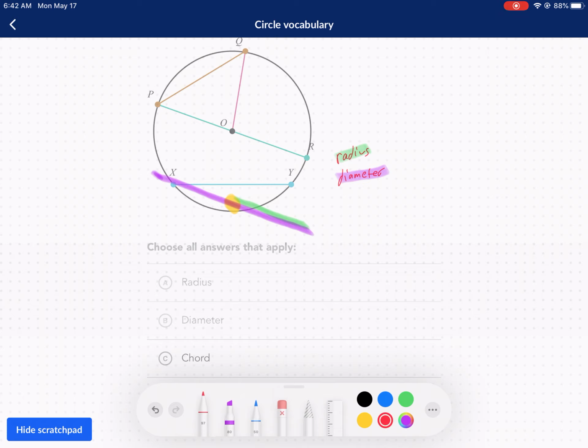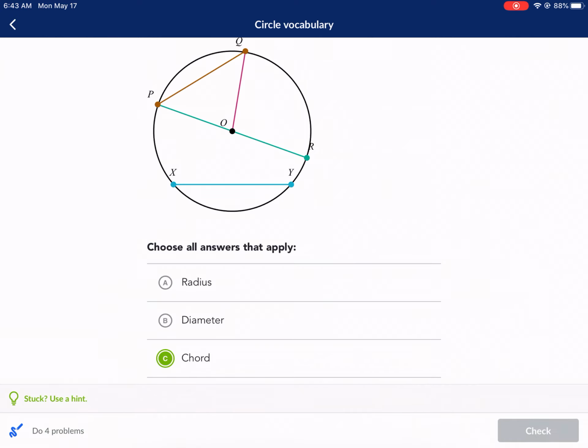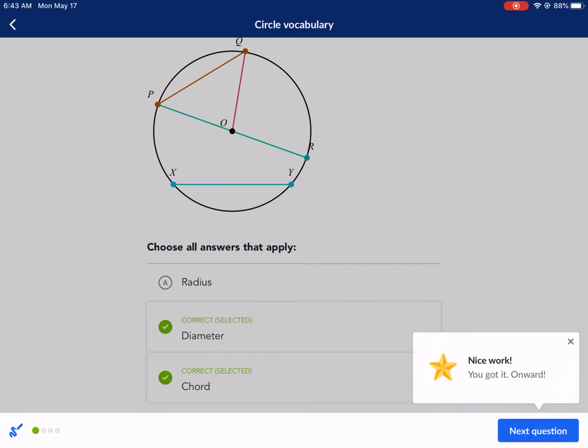Well, a chord, what is a chord? A chord is a line very much like XY here. It touches 2 points. It's a line segment that touches 2 points on the circle. So any line like that, like PQ, that's a chord. PR is a chord. XY is a chord. All those are chords. Okay? OQ is not a chord. That's a radius. So this one is a radius right there. But my point is this. PR is a chord, but it's also a diameter because it goes through the center. So any chord that goes through the center is also called a diameter. So this is a chord and a diameter. There we go, next question.